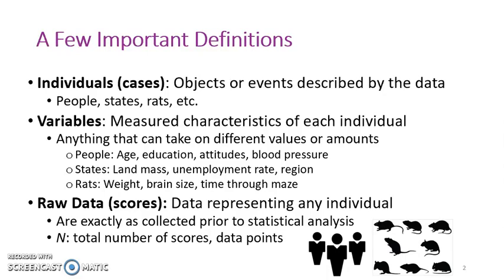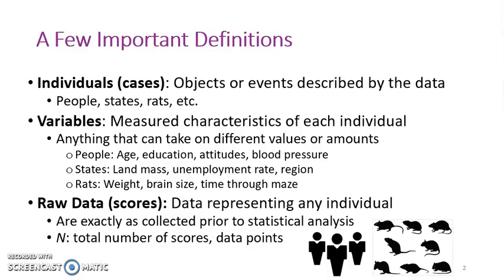We define raw data, or scores, as the data representing any individual. They are exactly as collected prior to statistical analysis. Exactly as collected means that we have done no transformations on the data. For example, we haven't calculated any z-scores.